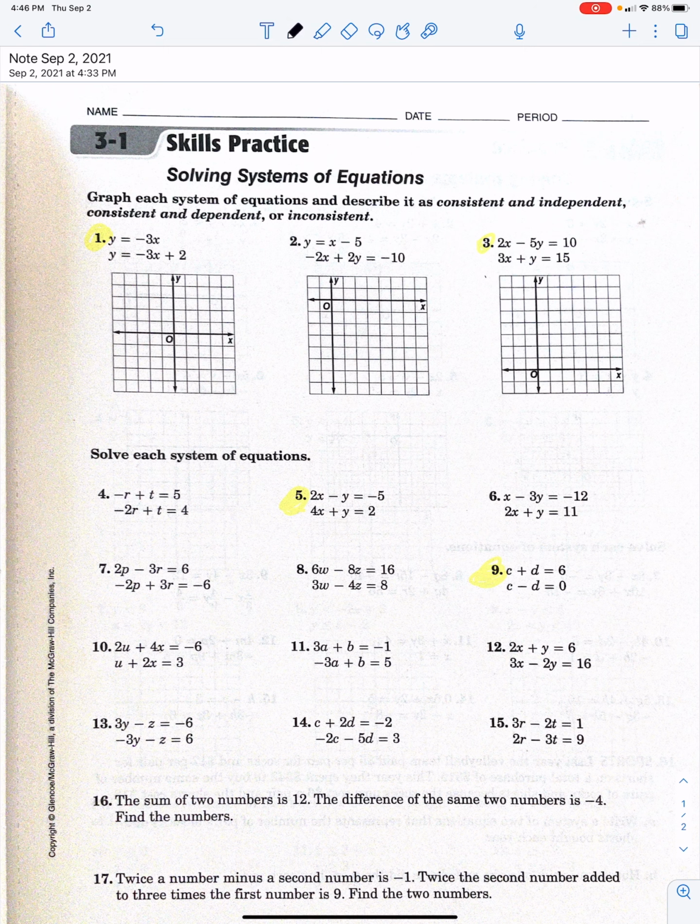And it is problems 1, 3, 5, and 9. So 1 and 3 are going to be graphing, and I'm going to do one of those, and then 5 and 9 are with elimination, and I'm going to do one of those as well.